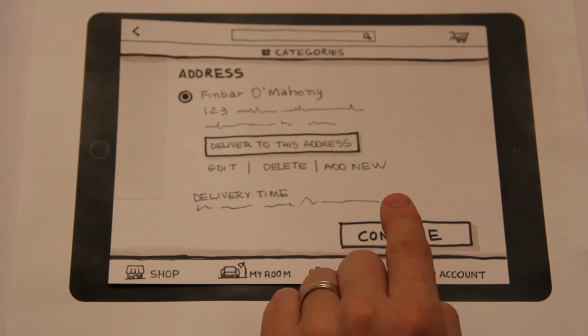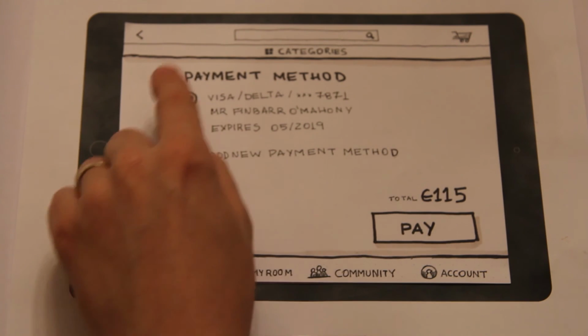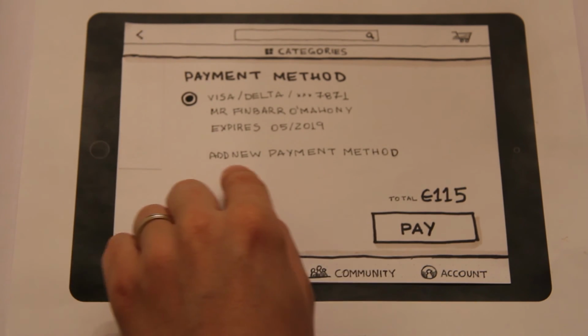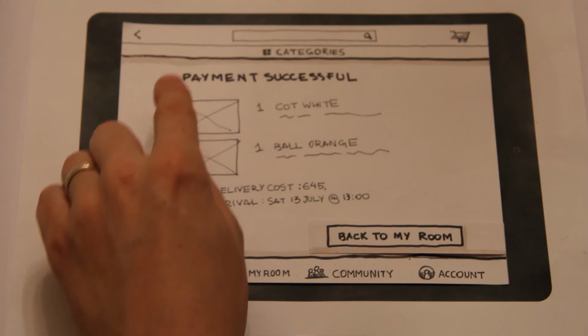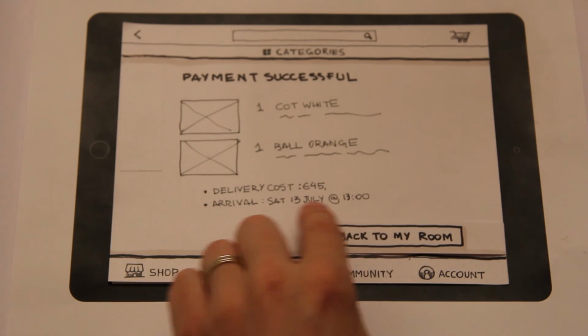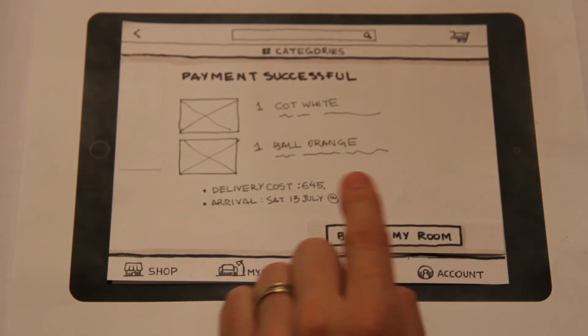The user taps Continue. The user can pay with previously saved details or choose Pay with new card details. When the user taps on Pay, they receive feedback that their payment was successful. And now the user's journey is complete.